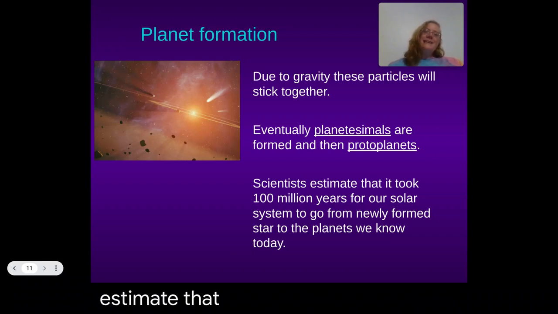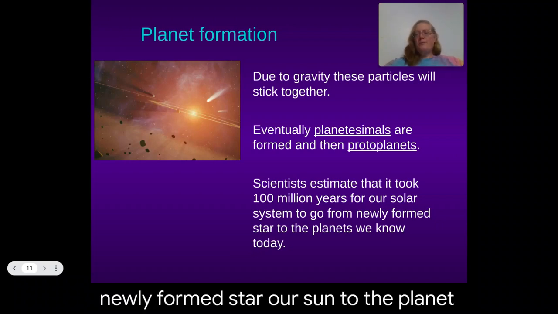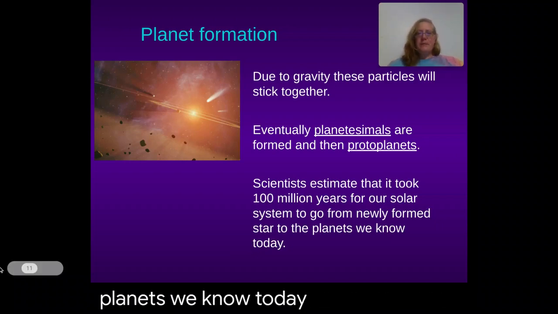Scientists estimate that it took 100 million years for our solar system to go from that newly formed star, our sun, to the planets we know today. And that is it. See you with the next lesson.